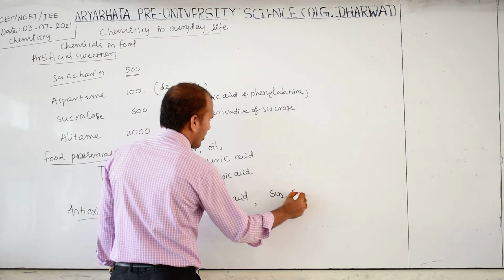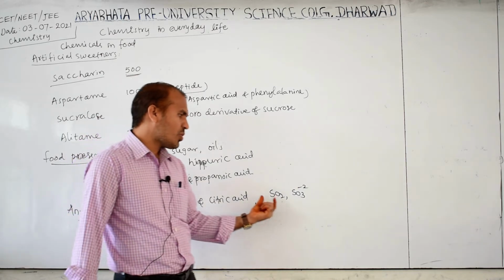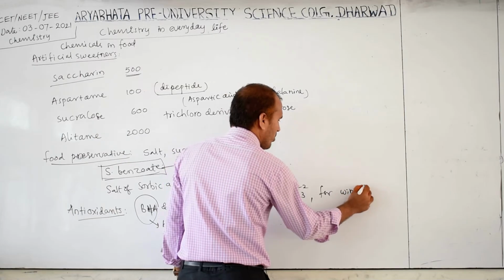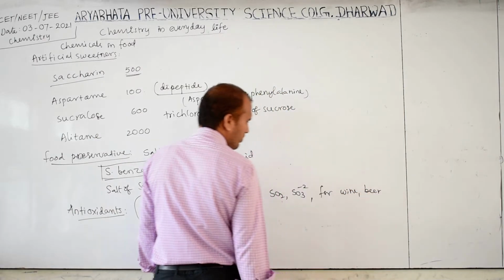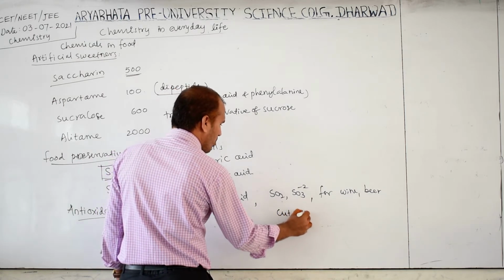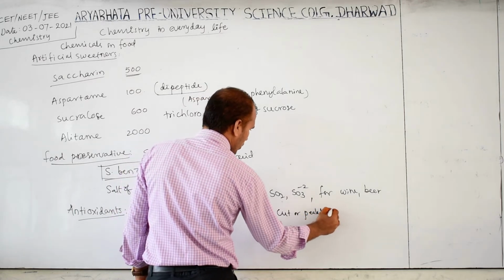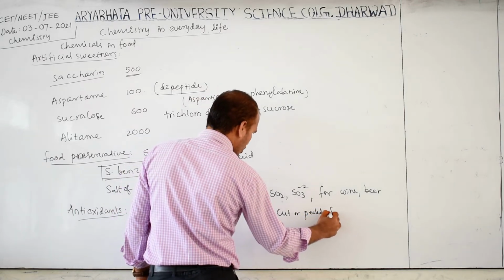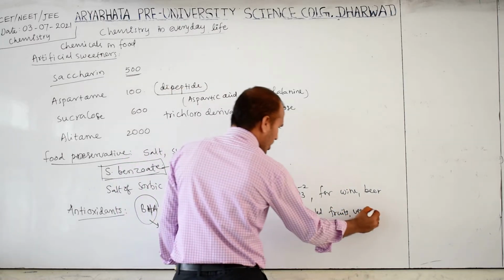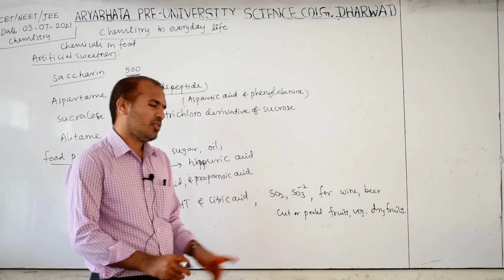Another one is sulfur dioxide, sulfite; this is called sulfite. These also act as an antioxidant for wine, beer, cut or peeled vegetables or fruits, dry fruits, like this. For these it is used.